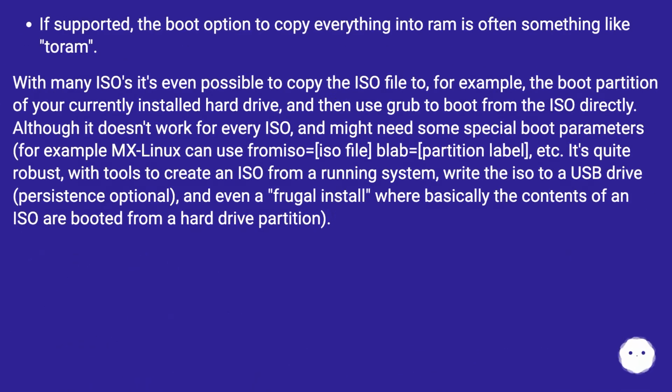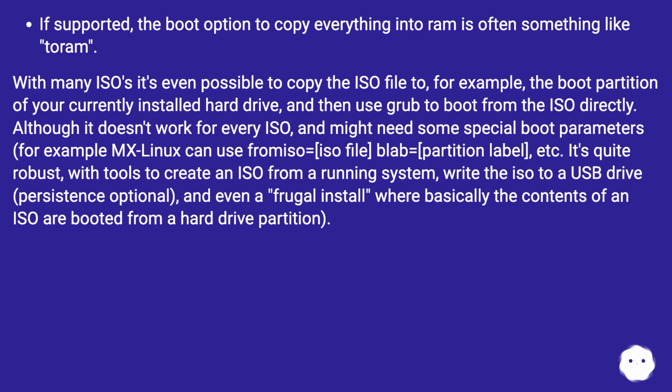If supported, the boot option to copy everything into RAM is often something like toram. With many ISOs, it's even possible to copy the ISO file to, for example, the boot partition of your currently installed hard drive, and then use grub to boot from the ISO directly. Although it doesn't work for every ISO, and might need some special boot parameters, for example MX Linux can use fromiso=ISO file, bdev=partition label, etc.